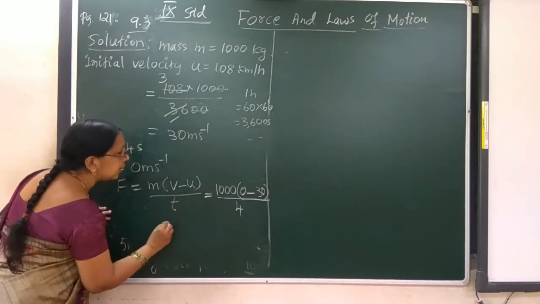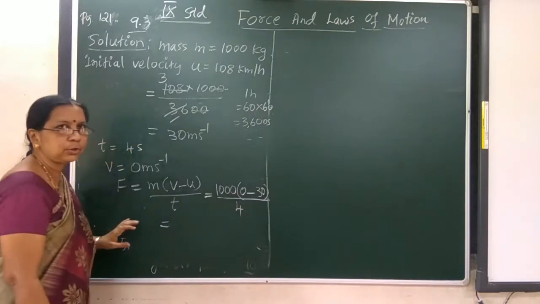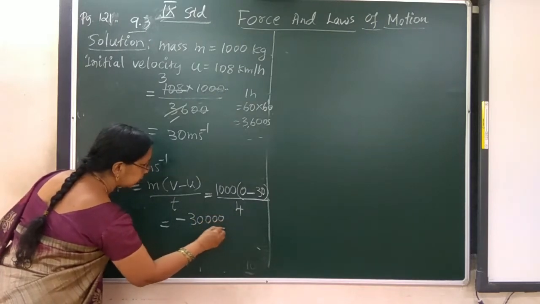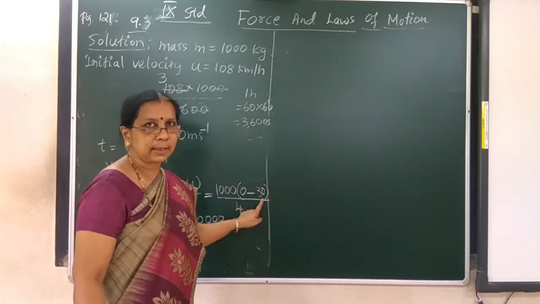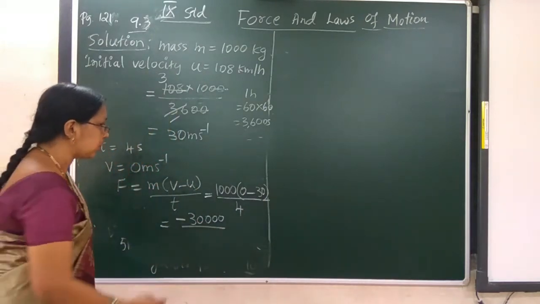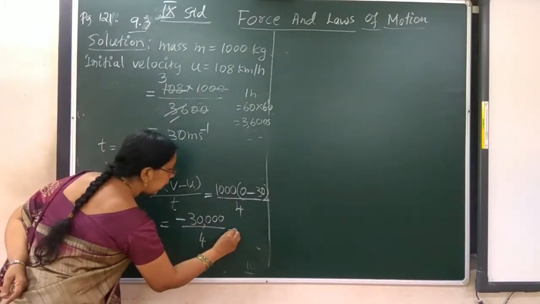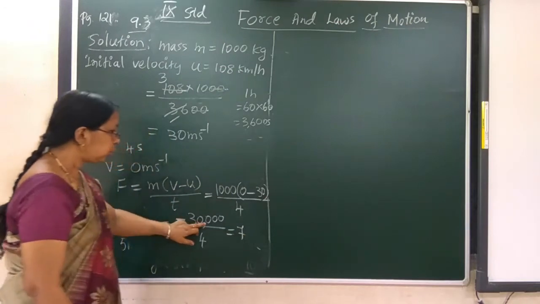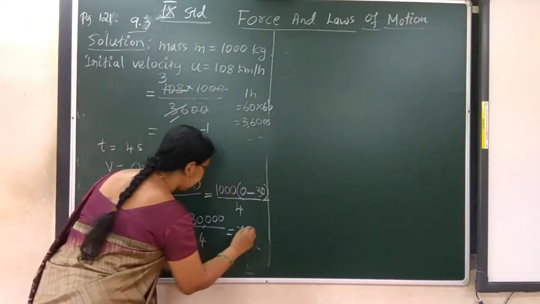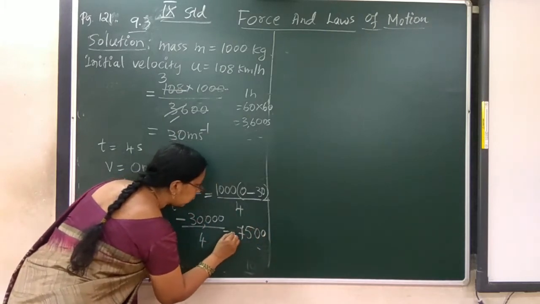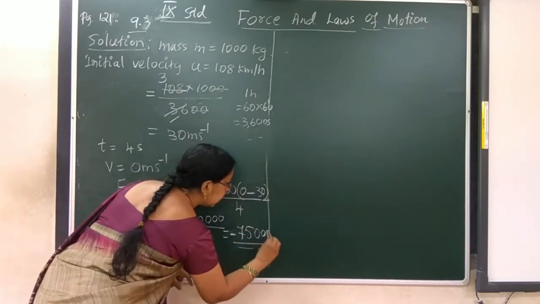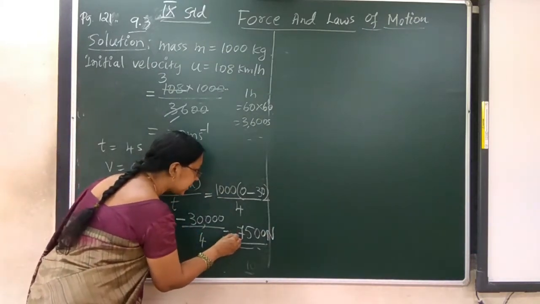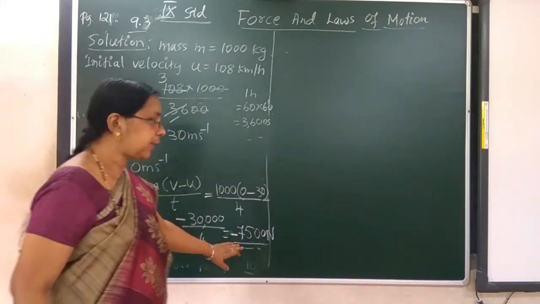So you can write kg, meter per second and seconds here, or you can directly write also. So that is equal to 1000 into minus 30, that is minus 30,000, divided by 4. How much is it? 4 how many times? 4 sevens are 28, 2 remains, 20. 4 fives are 20, and 2 zeros. So that is equal to, you got a negative sign here, N. What is the force applied here? It is minus 7500 Newton.